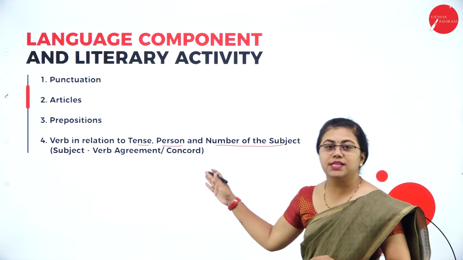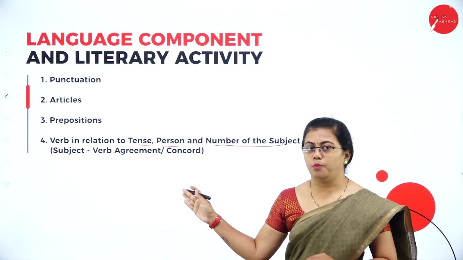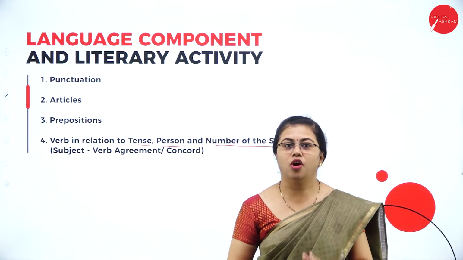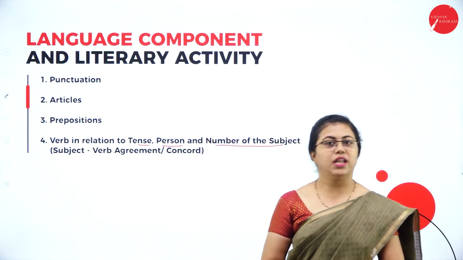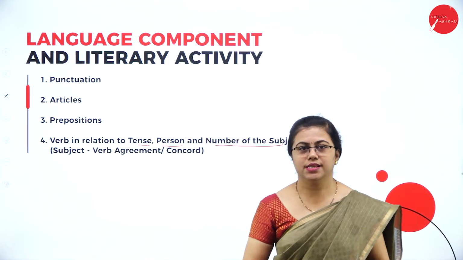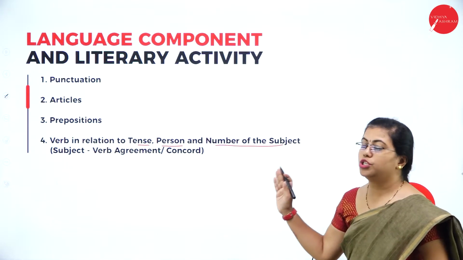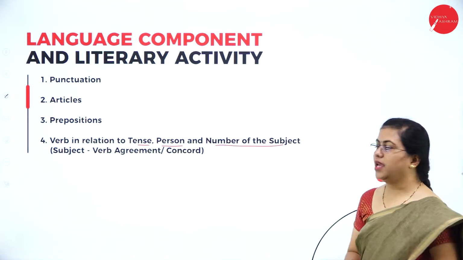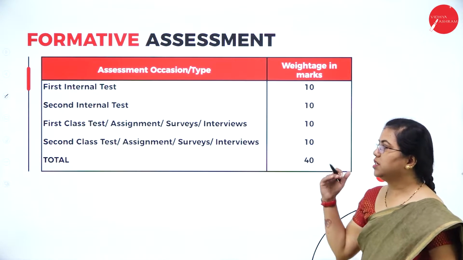So if you understand subject and verb agreement properly, almost 75 to 80% of errors in your English speaking or English writing will vanish. So we are going to understand that in this semester. So these are the 4 portions you are going to understand in language component and literary activity. So that was the syllabus.